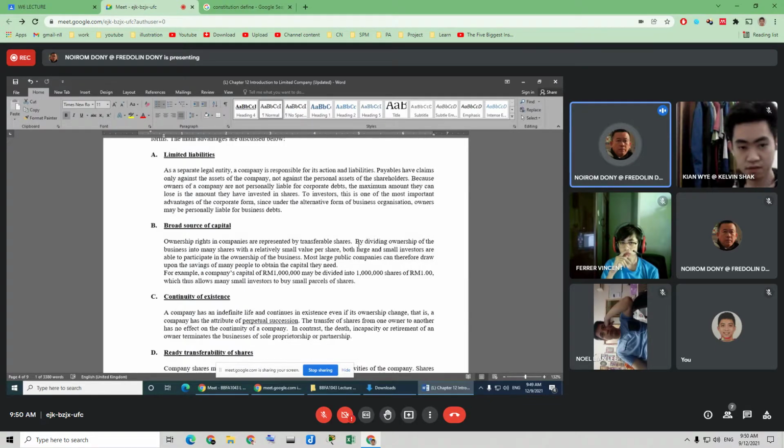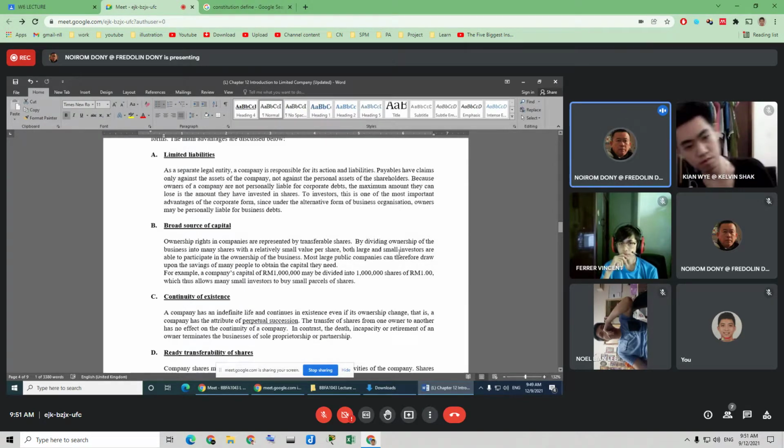Normally, they will sell in the market, depending on the value. Sometimes one share costs only like 2 ringgit or 2 ringgit 50, so it depends on the market value. But if the company is making a lot of positive news, the share price will rise, so sometimes it comes to 10 ringgit per share. So one share is a small value, which enables large investors and even small investors to participate in the ownership of the business.